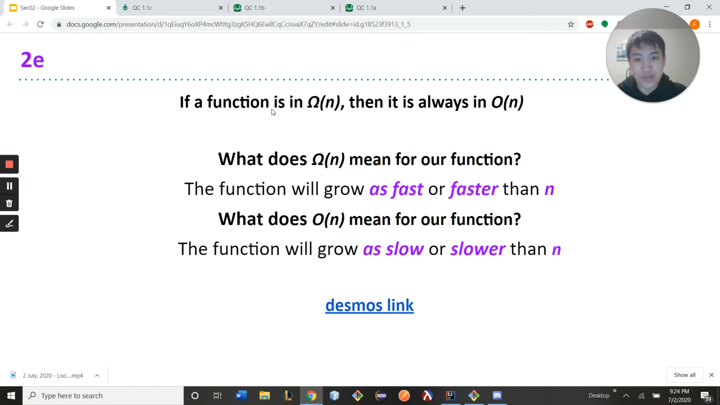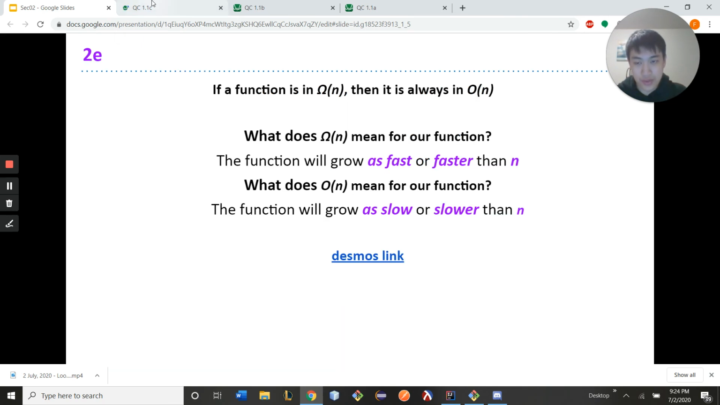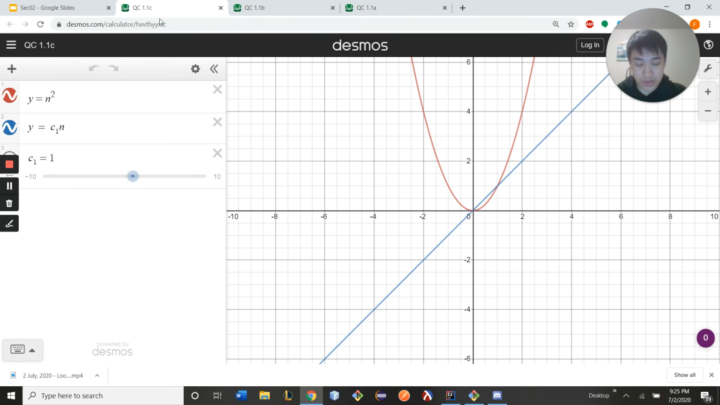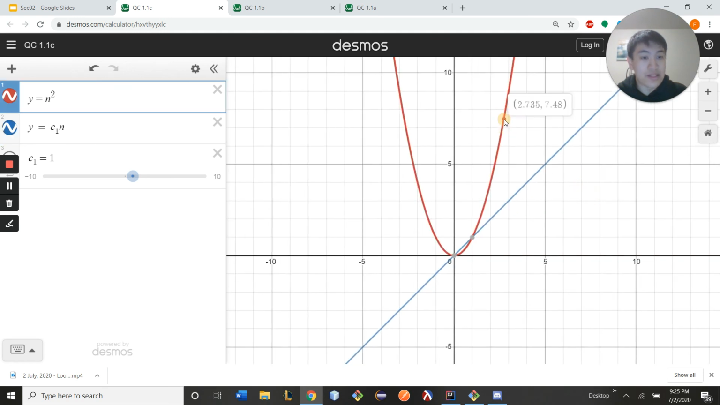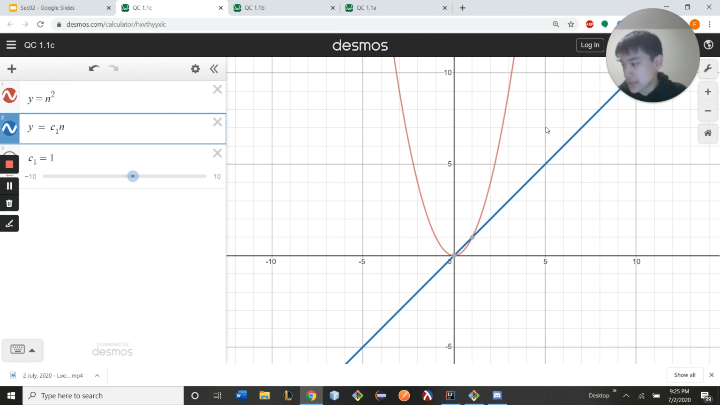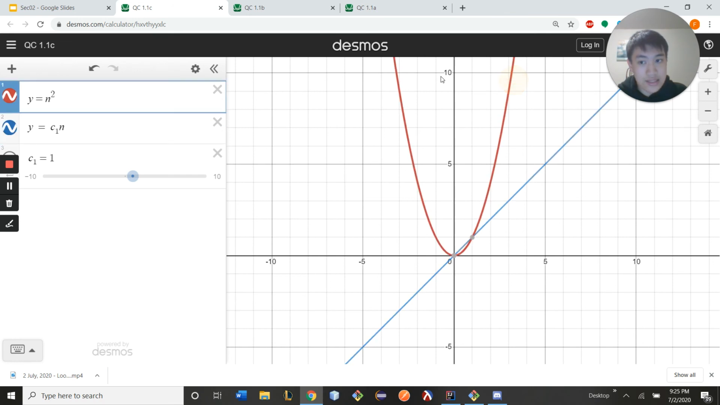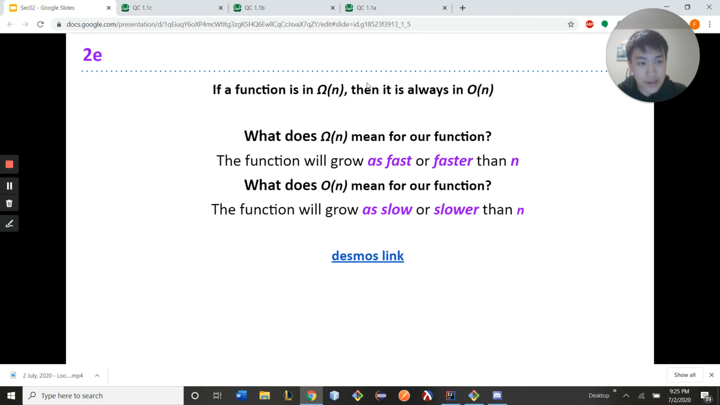So first of all, I want to prove that a function is in big omega of n, which means that it will always be lower bounded by some multiple of n. So right here, I have my proposed function, y equals n squared. And if I put y equals n, which is a multiple of n, this blue function will always be a lower bound. This red function will always be lower bounded by this blue function. And what that means is that n squared is in big omega of n.